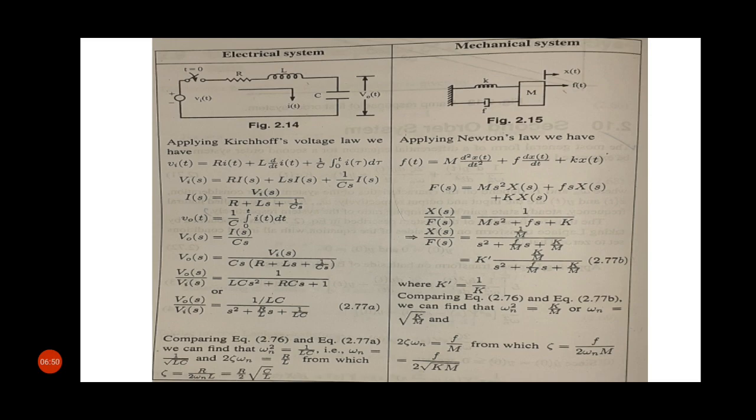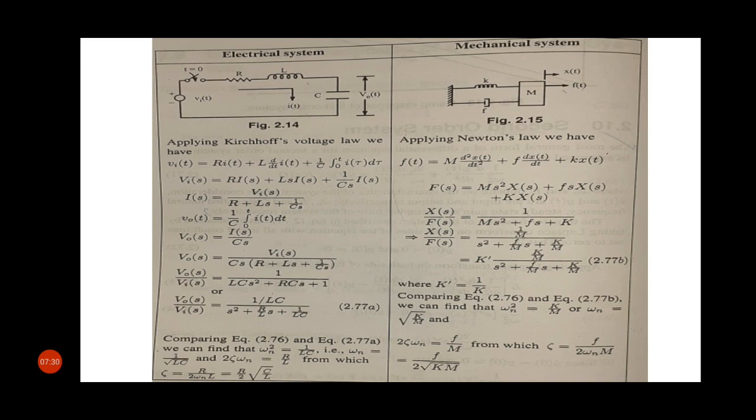Now we find the transfer function. For finding transfer function, we need output and input. Our output is X(s) and input is F(s). So output by input, that means X(s) by F(s), is equivalent to 1 by m s square plus f s plus k. After rearranging this equation, we can write X(s) by F(s) equivalent to 1 by m divided by s square plus f by m into s plus k by m.